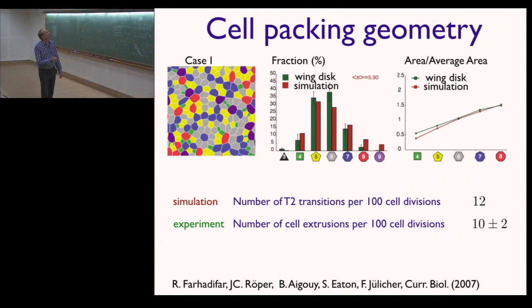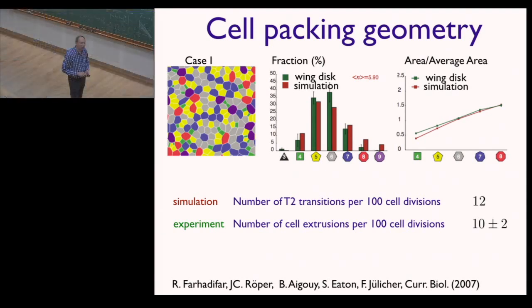Yeah, and then if you take this case which corresponds to the wing imaginal disk, we can really reproduce the morphology. In the simulation, there are not only cell divisions, but it also generates extrusions. These are the collapses of cells that we talked about before. And even the rate of these collapses matches the ones seen experimentally. So we have about 10 extrusions per 100 cell divisions in the experiment, and we have a similar number in the simulation. So this can really recapitulate basic features of the wing disk.